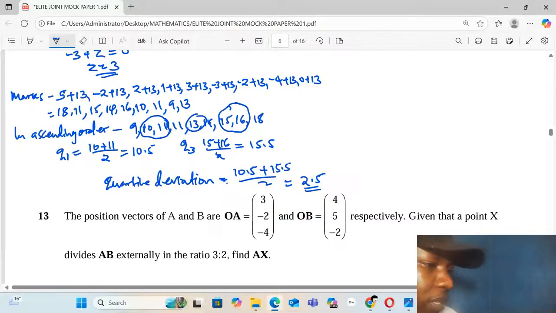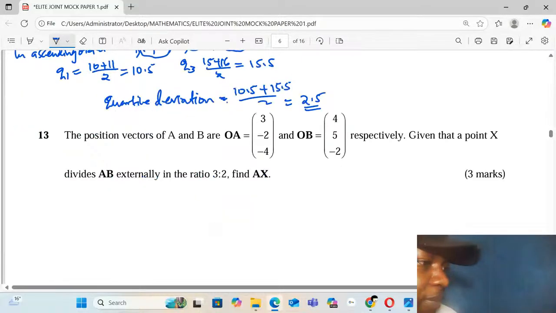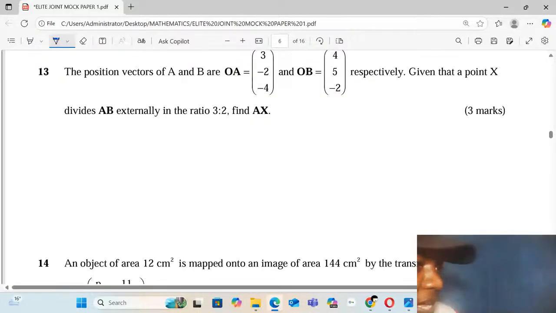Stage number 13. The position vectors of A and B are OA = (3, -2, -4) and OB = (4, 5, -2) respectively. Given that the point X divides AB externally in the ratio 3 to 2, find AX. We need to find AX now.